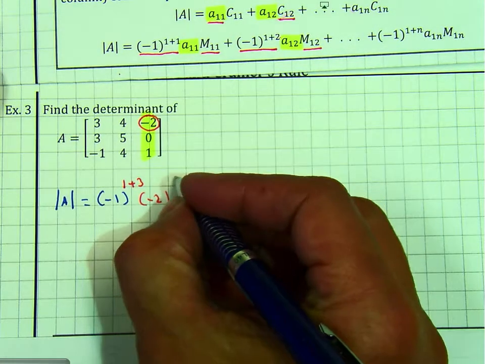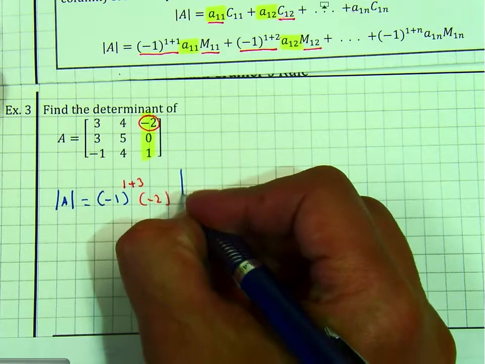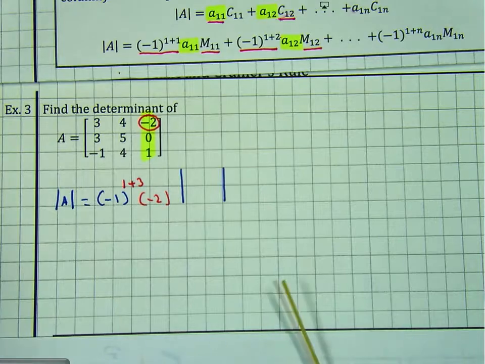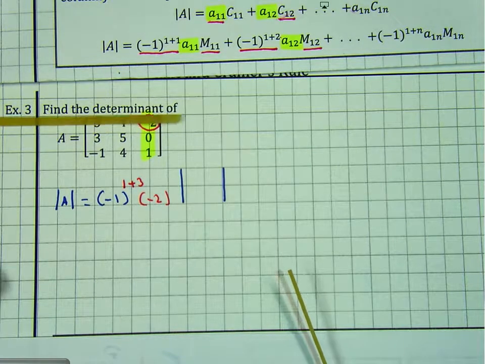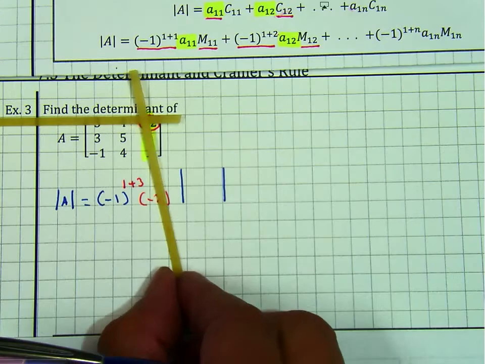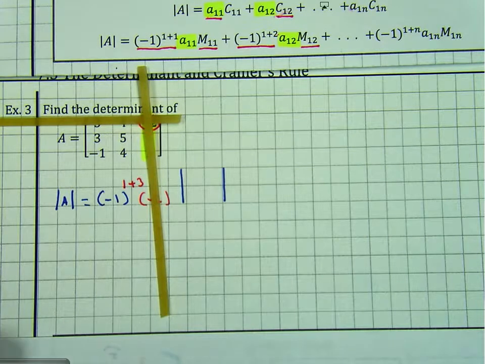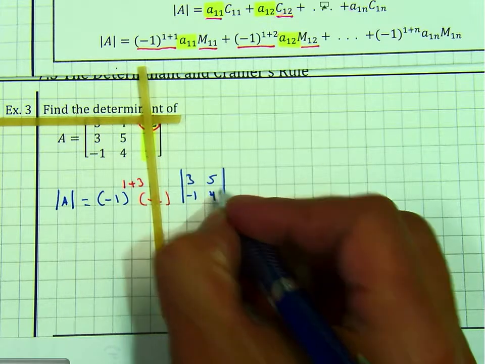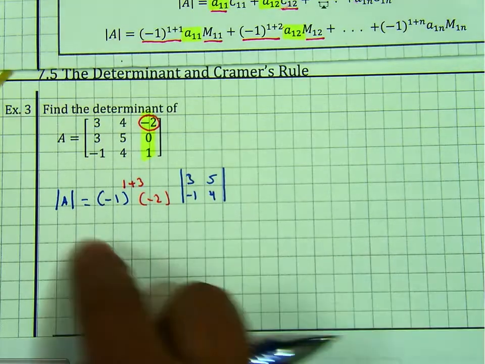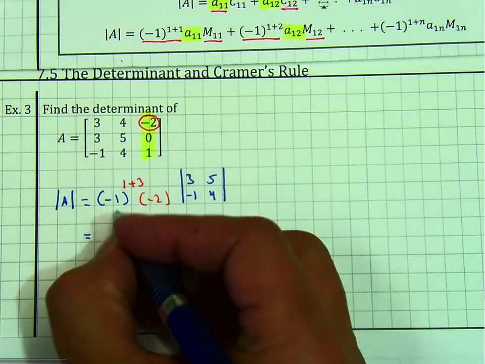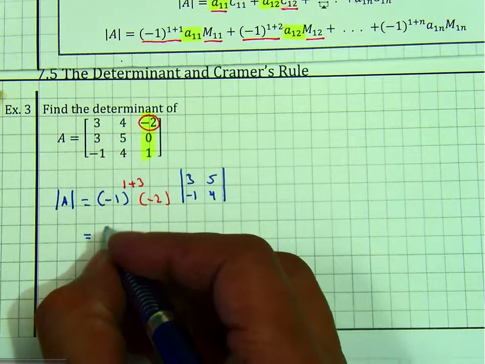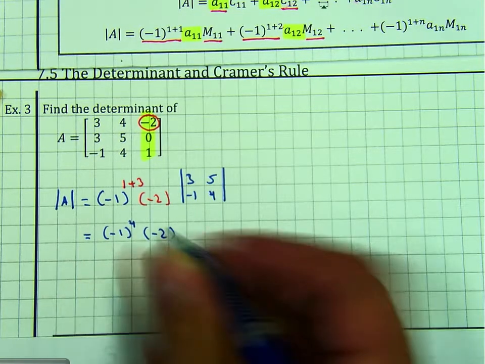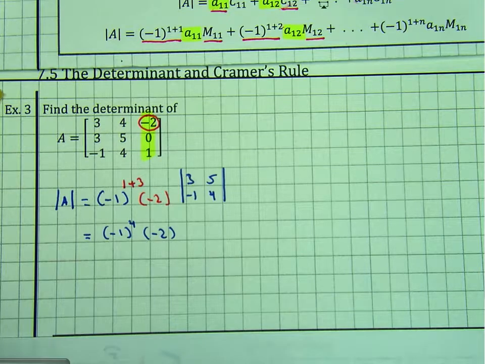Now you are going to find the determinant of the matrix that you get from canceling the first row and the column number 3. So we end up with 3, 5, -1, and 4. And I actually just like to simplify as I go through the process. So this gives me -1 to the 4th power. This gives me -2.